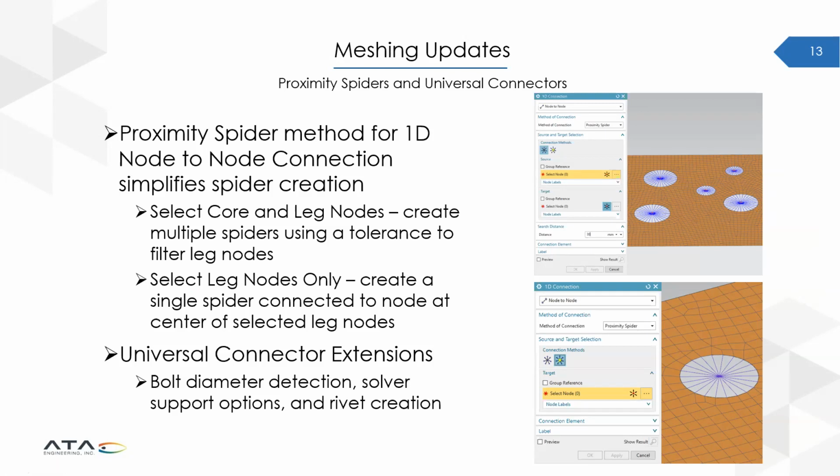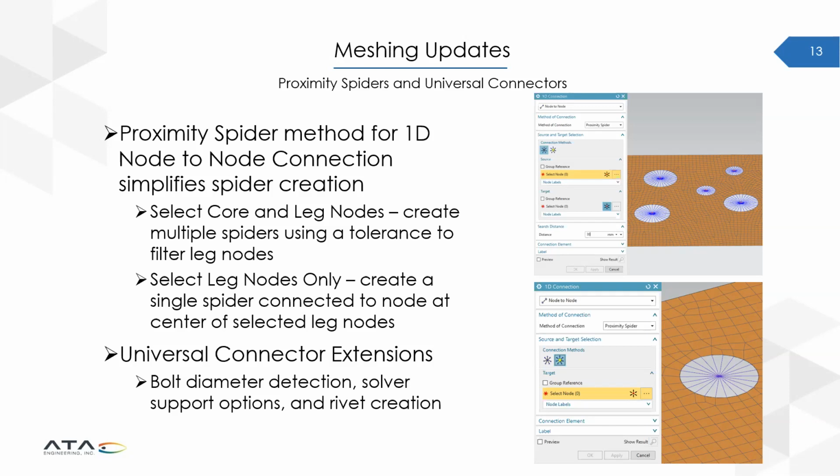In addition, there's a new select leg only node option, and this will create a single spider element connected to all of the leg nodes. And the center node will be the average coordinates of all those leg nodes. So if you have a hole like this, you just select the leg nodes and it'll automatically put a spider centered at the middle. I think these are especially helpful if we have a mesh that isn't necessarily tied to geometry. It makes it really easy to create all of these even quicker, and I think this is probably the easiest way to create beam spider elements. I think that was a little bit of a pain before. And we'll take a look at this in the demo too.